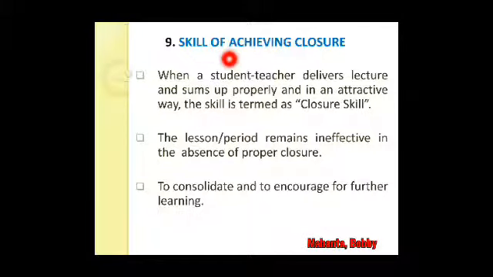Hi everybody. I've come up to the end of my micro teaching skills, okay? This is the last part of the discussion, and as it is the closure part, here comes the skill of achieving closure.